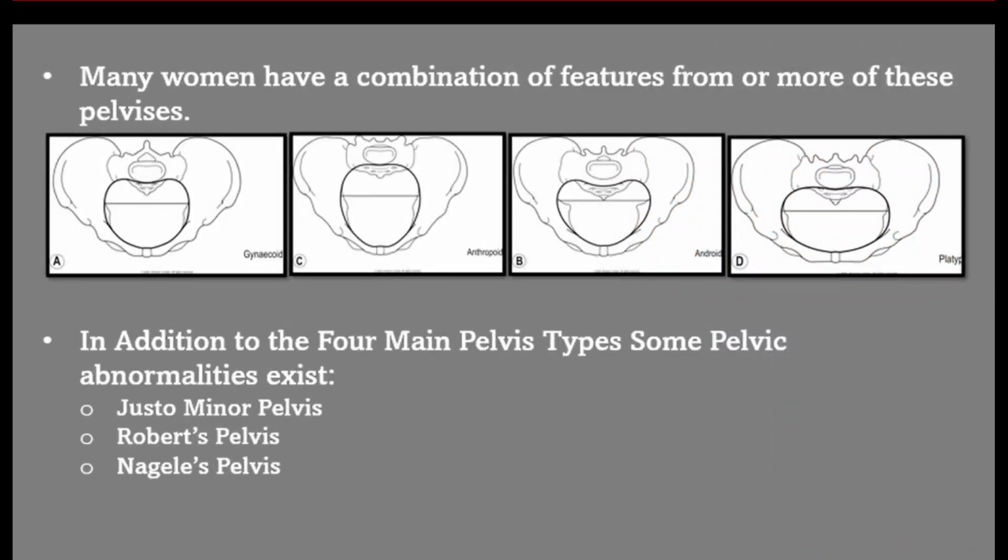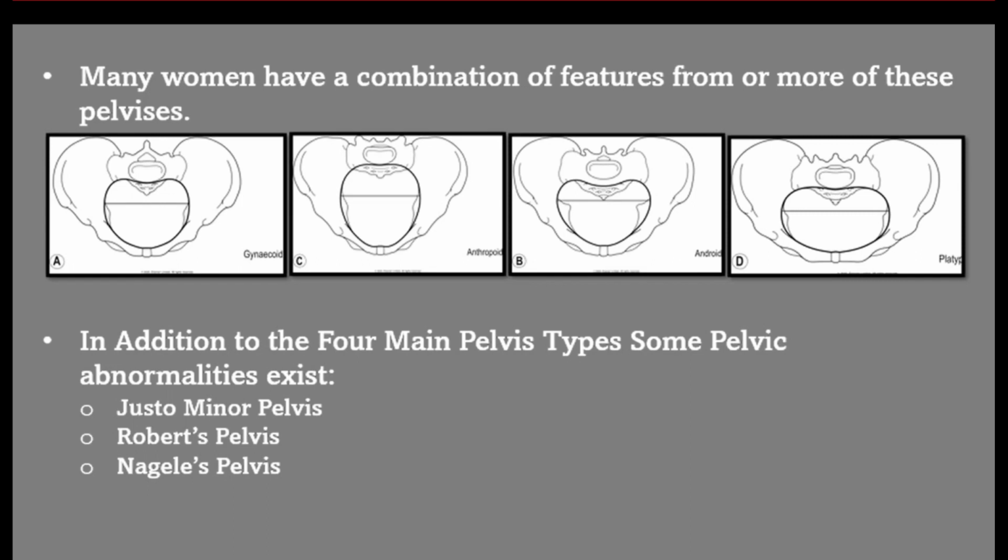So, in addition to the four main pelvises, it's important to remember that there are many variations of these pelvis types. Many women have a combination of these features from one or more of these pelvises. Additionally, there are also categories of pelvic abnormalities. Abnormally shaped pelvises are associated with problems at delivery due to the fetus not being able to adequately rotate and maneuver through the pelvis. Briefly, I want to mention several pelvic abnormalities.